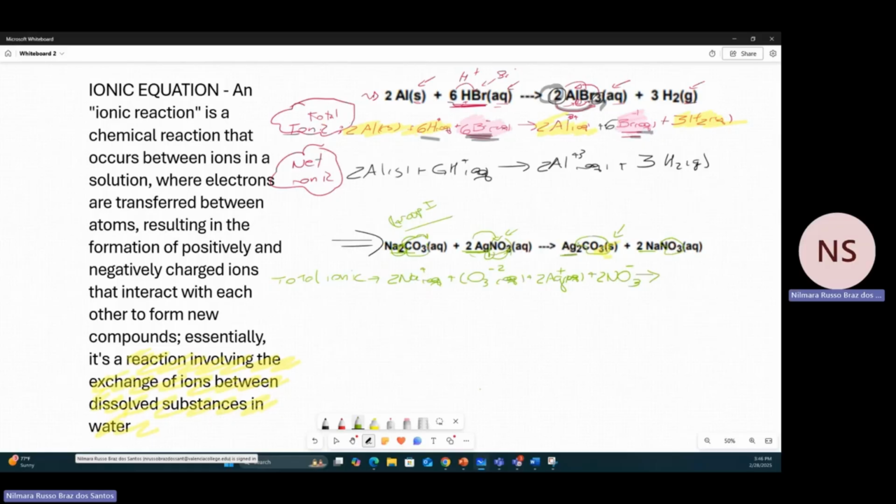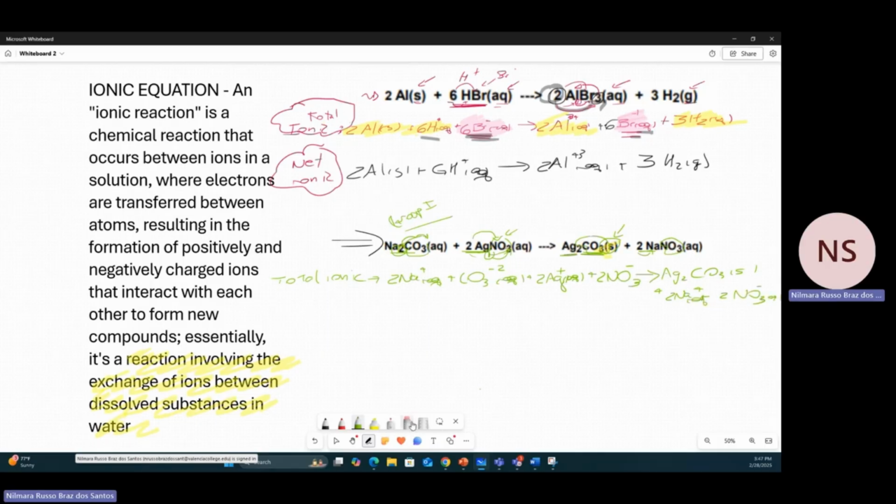So here I have silver and carbonate. Do I separate that? No, right? Because it's solid. So it will be the same on this side. Plus, I will put it down here, okay? So I have 2 sodiums plus 2 nitrates, -1. Again, don't forget to put equals, okay?